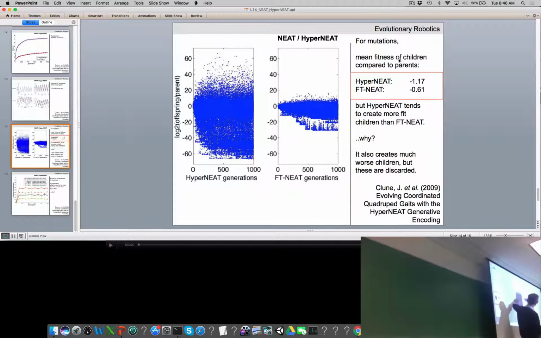You can see in both of them, a lot of offspring tend to be worse than the parent as evolution proceeds in both cases. Why is that? At the beginning, in the first few generations, yes, there are some offspring that are worse than the parent, but not by very much. Later on, there are many more offspring that are much worse than the parents. It was like you said before, when you combine things, it's less likely to work. It's less likely to work, and we're not combining things here.